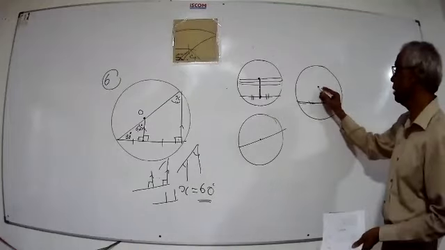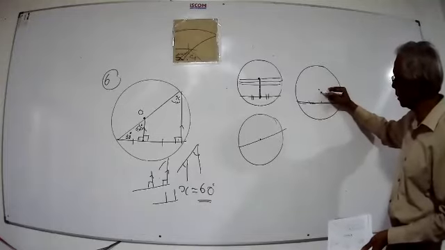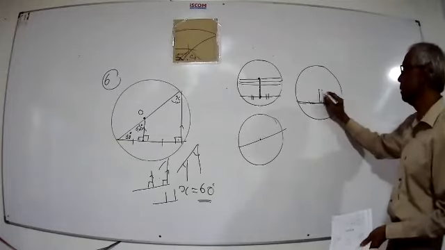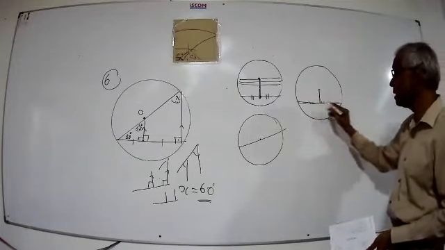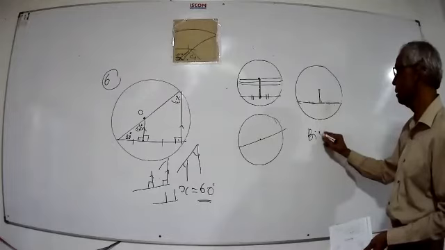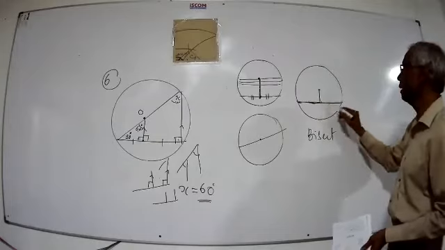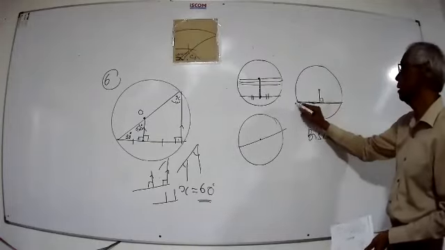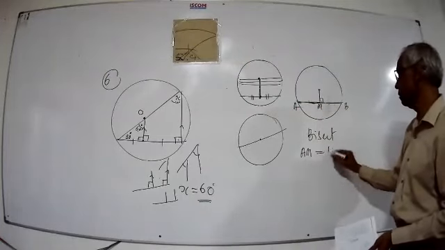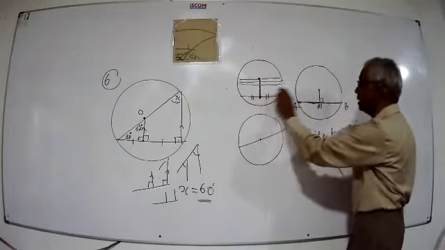From the center, a perpendicular drawn to this chord bisects the chord. Bisect means divided into equal two parts. Make the point M. AM equals MB. And make a 90 angle there.